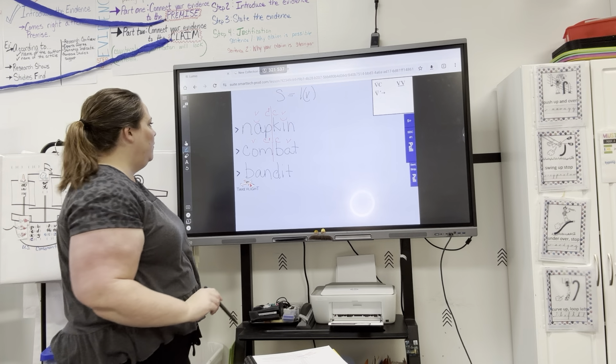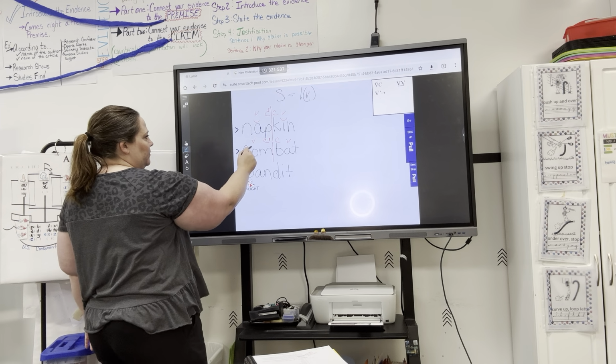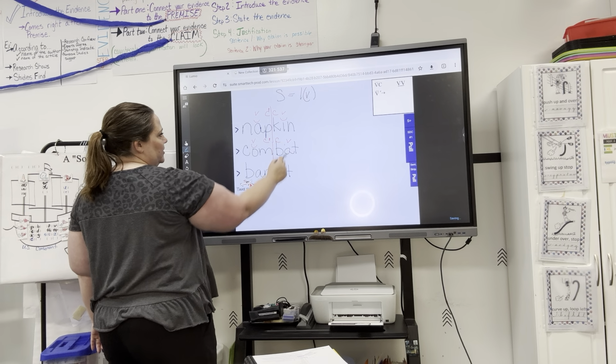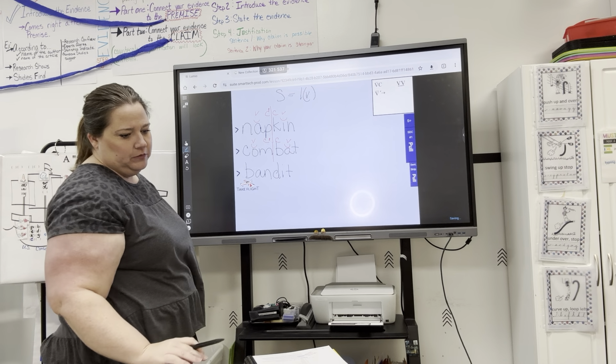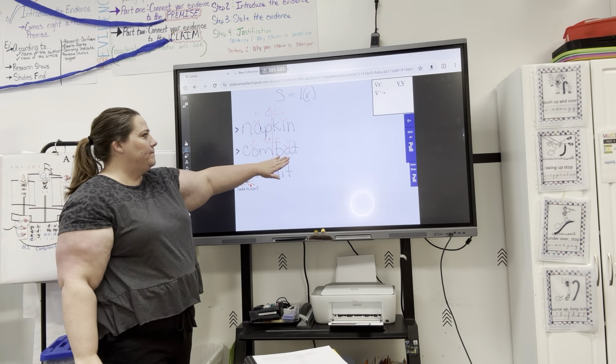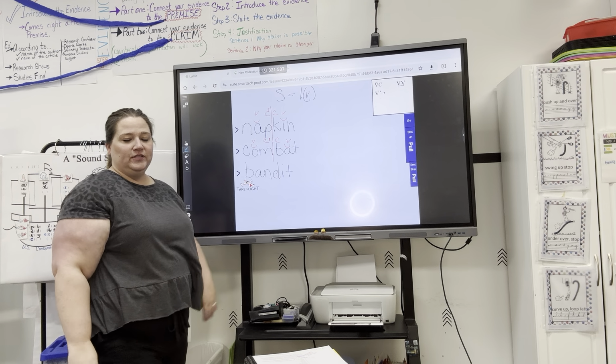Now we're going to code. A vowel in a closed syllable is short, code it with a breve. A vowel in a closed syllable is short, code it with a breve. Now let's read the word, combat. Who can use that in a sentence?